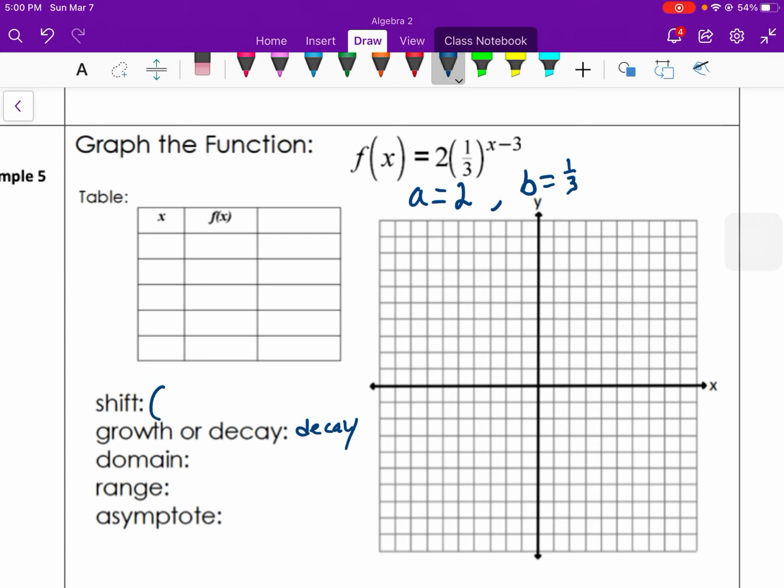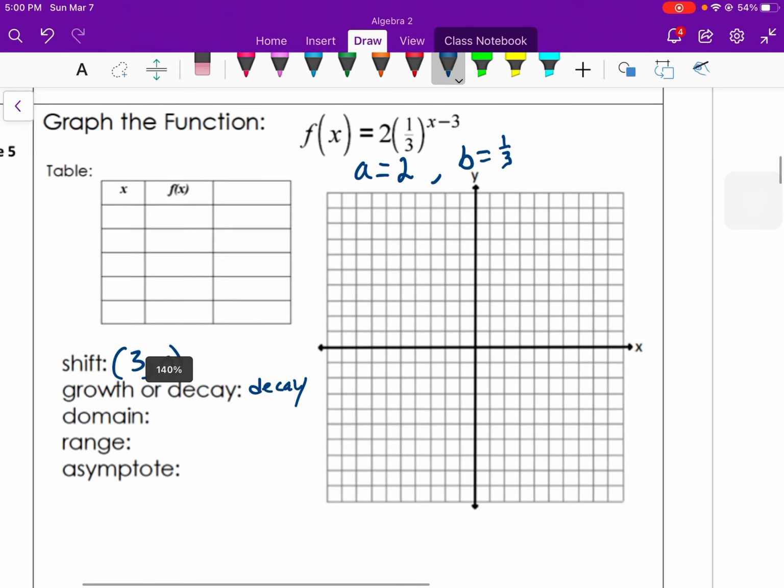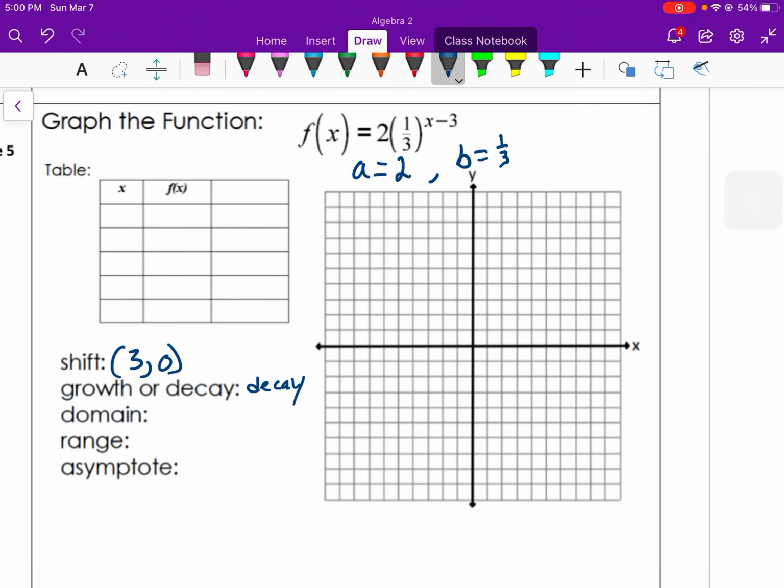And my shift, we do the opposite for h because it's x minus h. So this will be a +3, and there is no k. There's a +0. That would be my k. So it's 3, 0. So let's do my shift first. 1, 2, 3, and then up 0. So that's my shift.